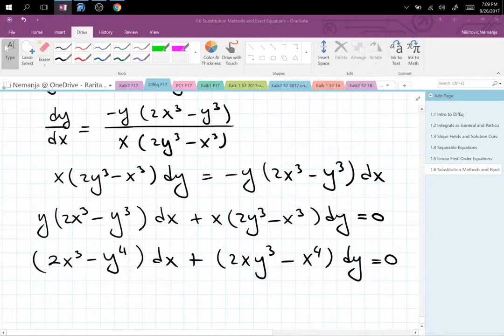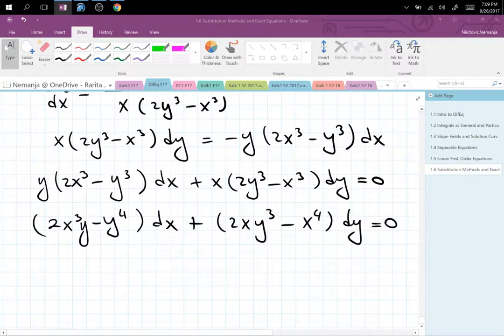Yes. At the start of the line, shouldn't that be 2x cubed y minus y to the fourth? There is a y there. Oh, sorry, I wasn't paying attention. Thank you. So now when we do the condition, right, hope this works.